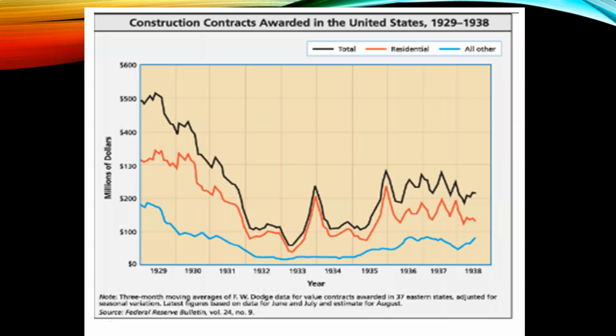Okay, these are construction contracts awarded in the United States. The total awarded, and then the red are residential, and then the blue are all other.